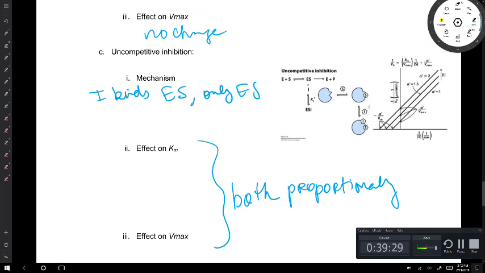In the Lineweaver-Burk plot, this is manifested by the characteristic plot where you have parallel lines. The Vmax and the Km are both going to change, but they're going to be changed by the same amount. And so again, that would manifest itself in a Lineweaver-Burk plot of these parallel lines.